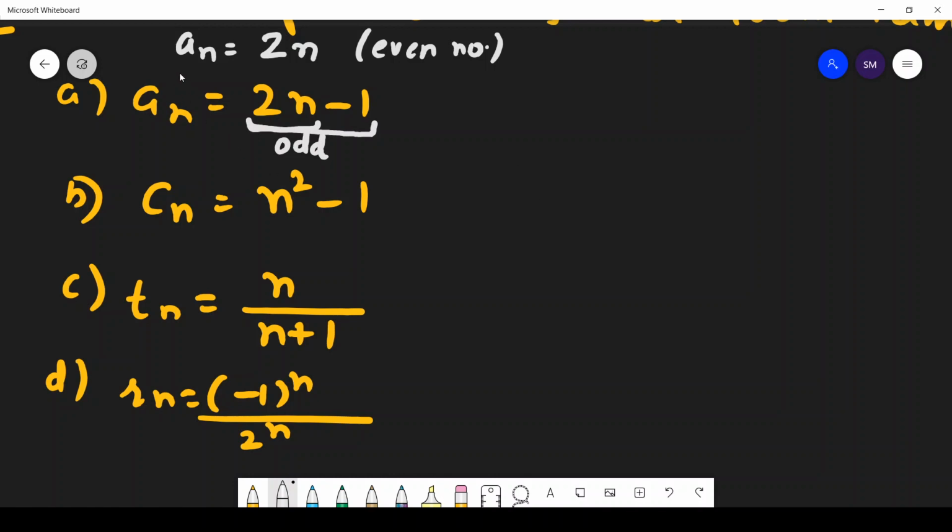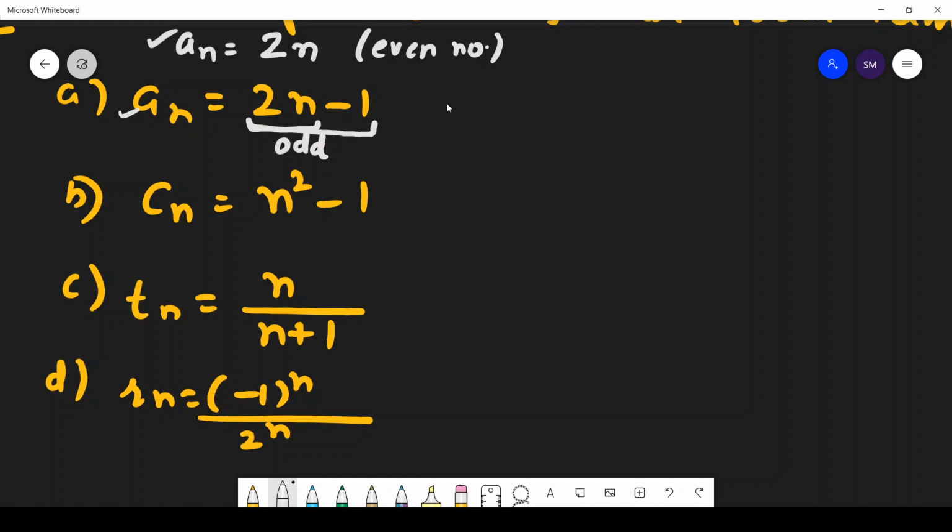Is this clear, students? So in maths, that's how we write an even number and an odd number. Even number 2n and odd number 2n minus 1. Is this clear? So any number of the form 2 into anything will be an even number. Any number in the form even number minus 1 will be an odd number. So put n is equal to 1, n is equal to 2, n is equal to 3, n is equal to 4, n is equal to 5, and then n is equal to 100. Okay?